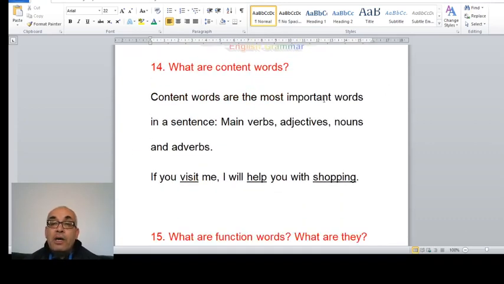And what are content words? Content words are the most important words in a sentence. So, main verbs are content words, adjectives are content words, nouns are content words, and adverbs are content words. So if you look at this sentence, if you visit me, I will help you with shopping. So visit is a main verb, so it is a content word. Help is a main verb, so it is a content word. Shopping is a noun, so it is a content word.